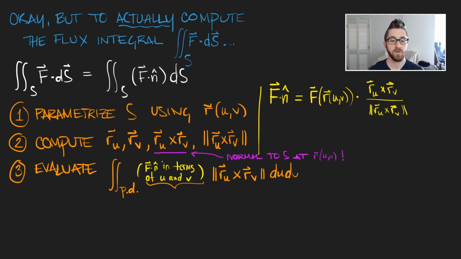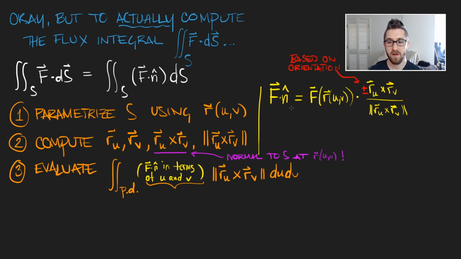Now, actually, we need to be careful, because remember that this surface that we're doing a flux integral over comes with an orientation, and this unit normal vector needs to be pointing in the direction of the orientation. So the way we're going to take that into account is saying that actually we should use plus or minus this vector ru cross rv, and you figure out whether to use plus or minus based on whether or not ru cross rv points in the correct direction. And I'll show you in a second when we do the example what that means.